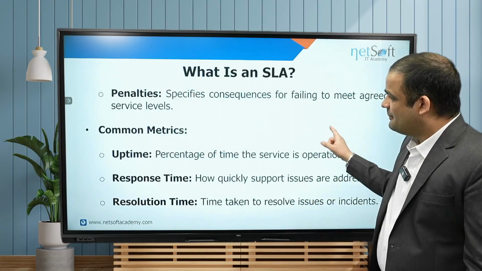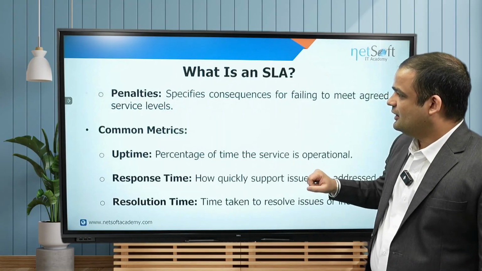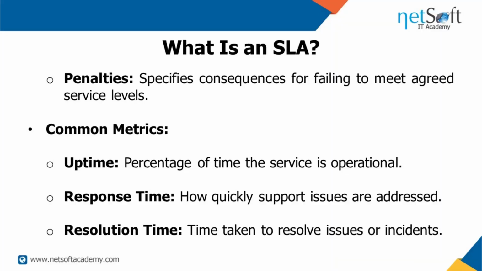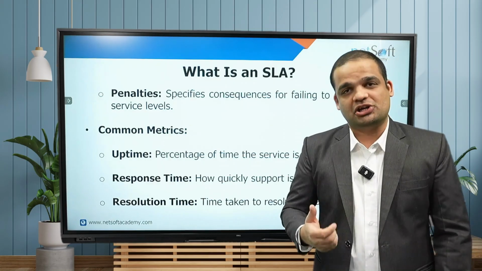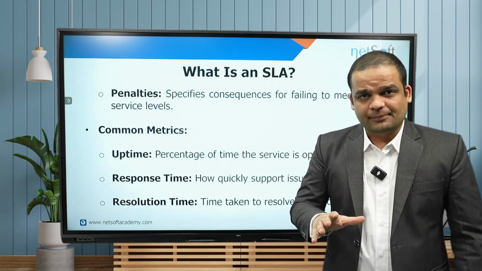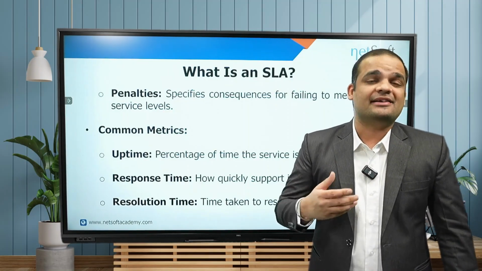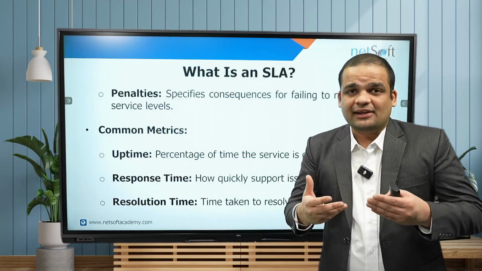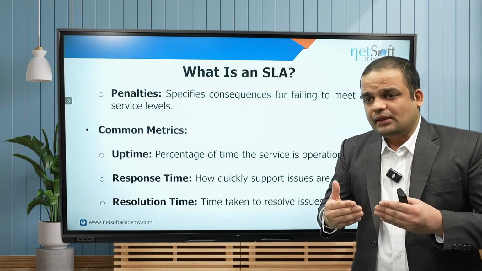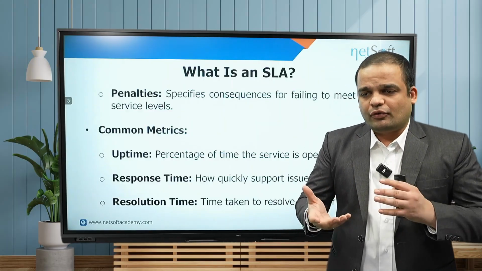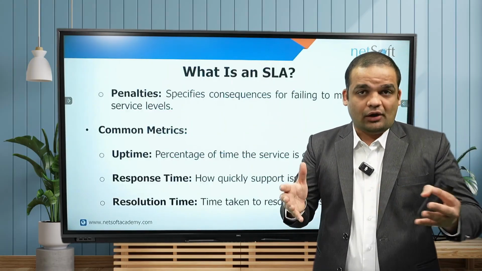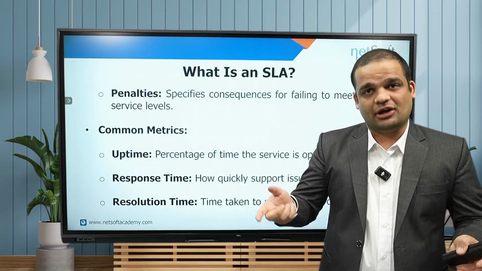Now, before moving ahead, let's explore some of the common metrics used in an SLA. The first one is uptime. This refers to the percentage of time the service is operational and available. For example, 99.9% uptime guarantees that the service can be down or unavailable for roughly 8 to 9 hours in the whole year. So that is the downtime.